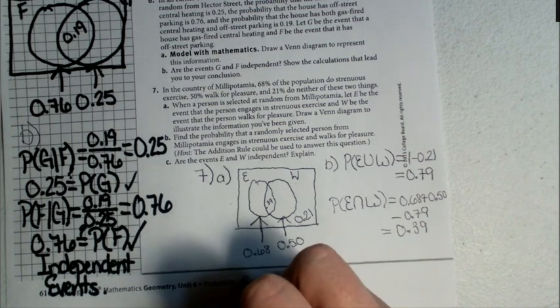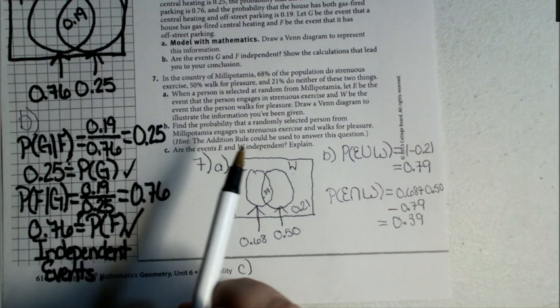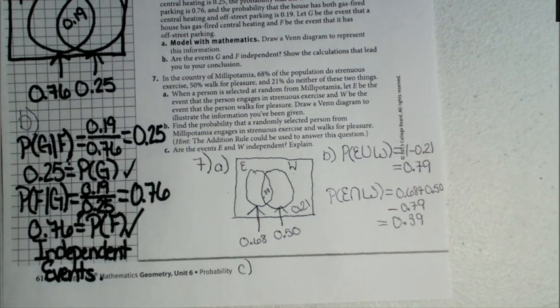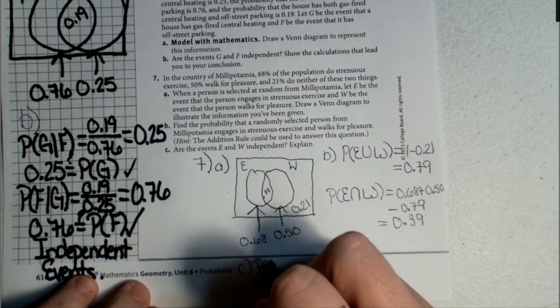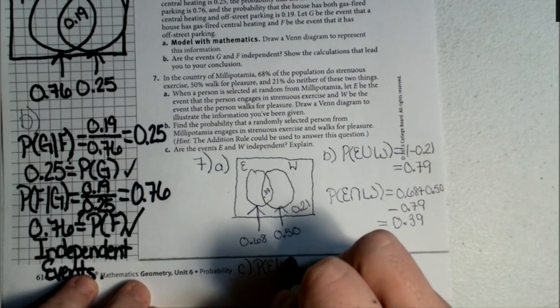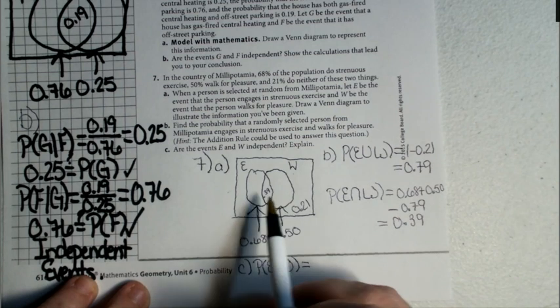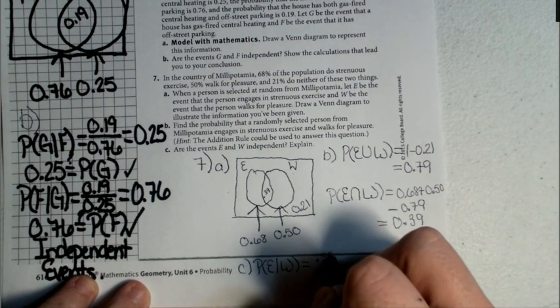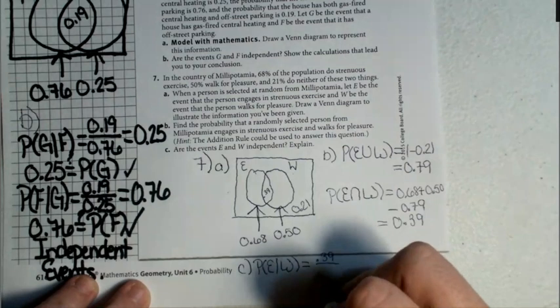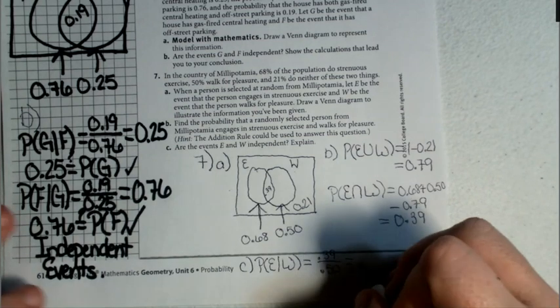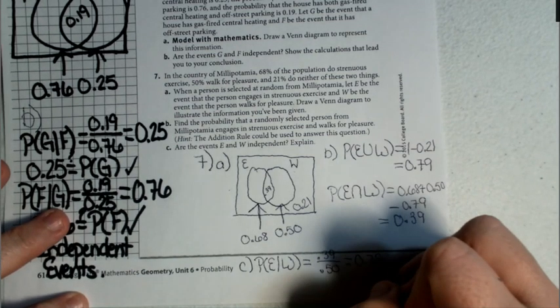Now that leads me to C. C states, are the events E and W independent, and explain? Well, I want to find the probability of E given W. Well, E given W is 0.39 over 0.50, because that's all of W. 0.39 divided by 0.50 equals 0.78.